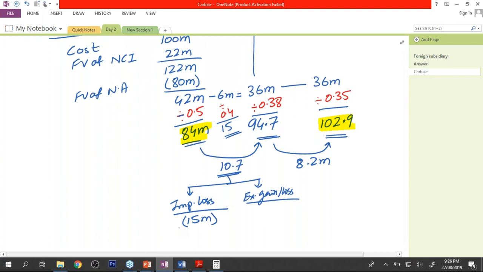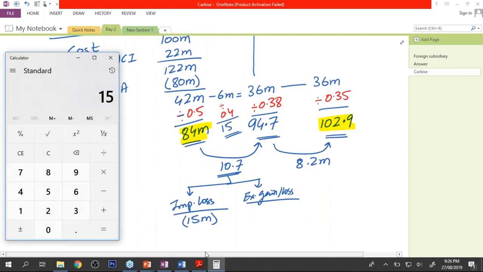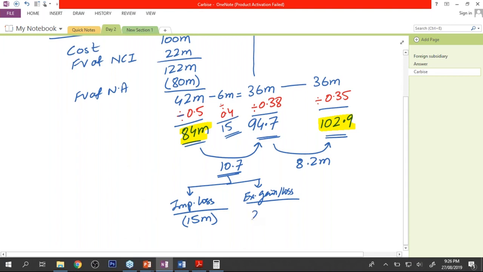So now the exchange gain or loss is going to be 15 plus 10.7, which is going to be 25.7 million of the gain. So these two values are going to be the exchange gain or loss in these 2 years.